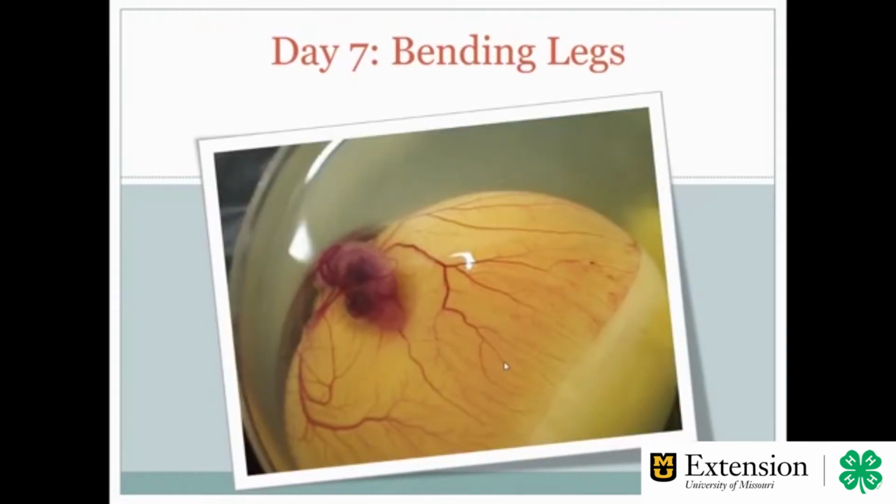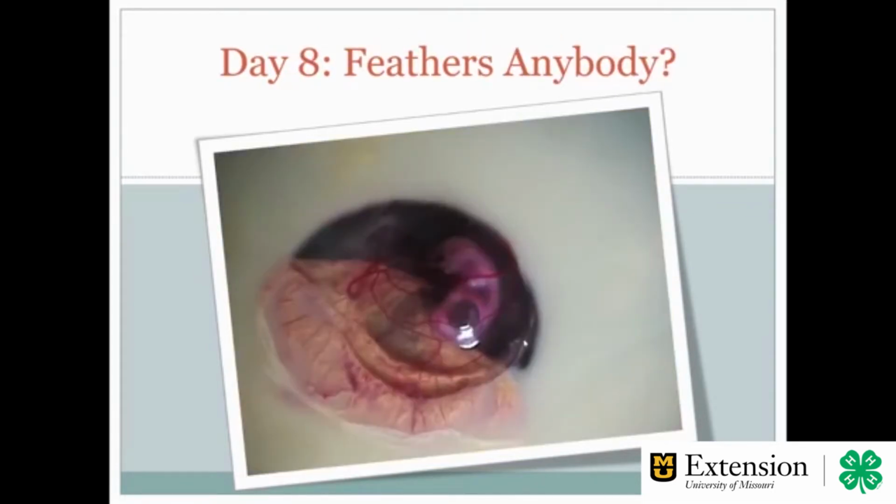Day 7, the leg is able to bend at the knee. Again, here's our little embryo right there. When we look at this whole circulatory system, it's taking over like half the yolk already at day 7. That's all circulatory system feeding that embryo. Day 8, the feathers begin to form. So here's that little eyeball, wing bud, leg.